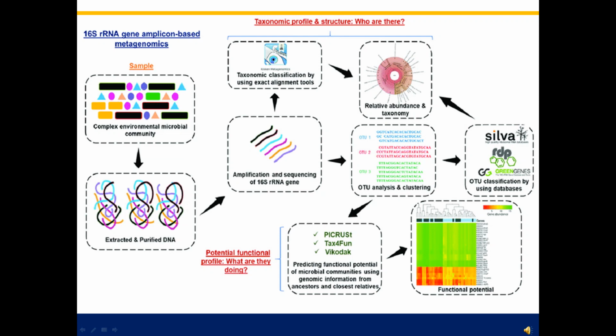So for this, we are going to use different kinds of tools like PICRUSt, Tax4Fun, and others. These are the tools which have been used for predicting functions of potential microbial communities by using the genomic information from ancestors and closest relatives. One can make a functional potential prediction, and that can be represented as heat maps. So this is all about the 16S rRNA pipeline, gene amplification for metagenomes.